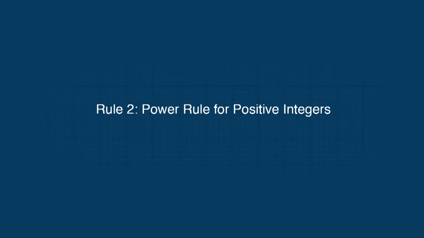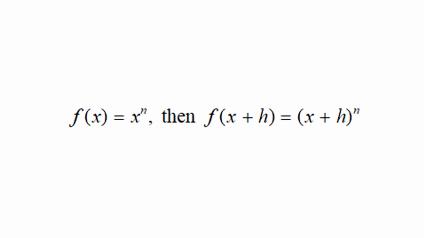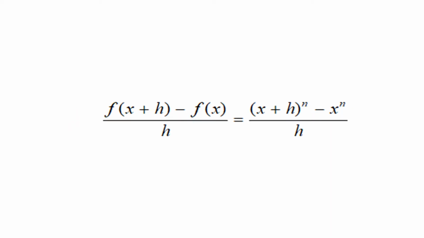Rule 2, power rule for positive integers. If n is a positive integer, then d upon dx of x power n is n x power n minus 1. We prove this as follows. If f of x equal to x power n, then f of x plus h equal to x plus h whole power n. F of x plus h minus f of x upon h equal to x plus h whole power n minus x power n upon h.